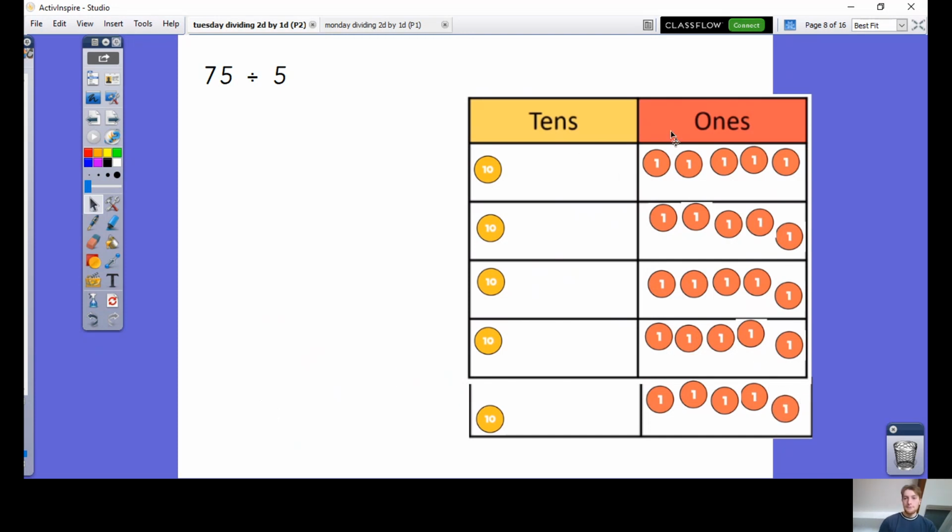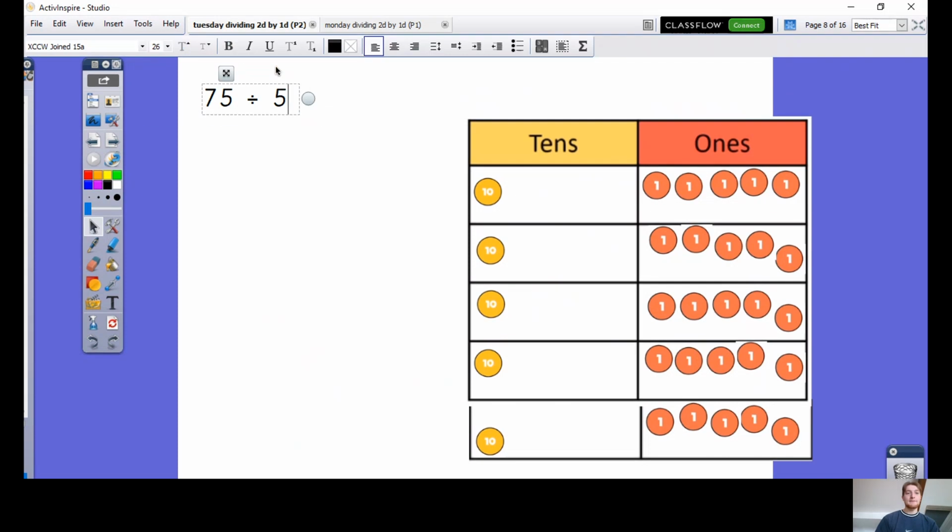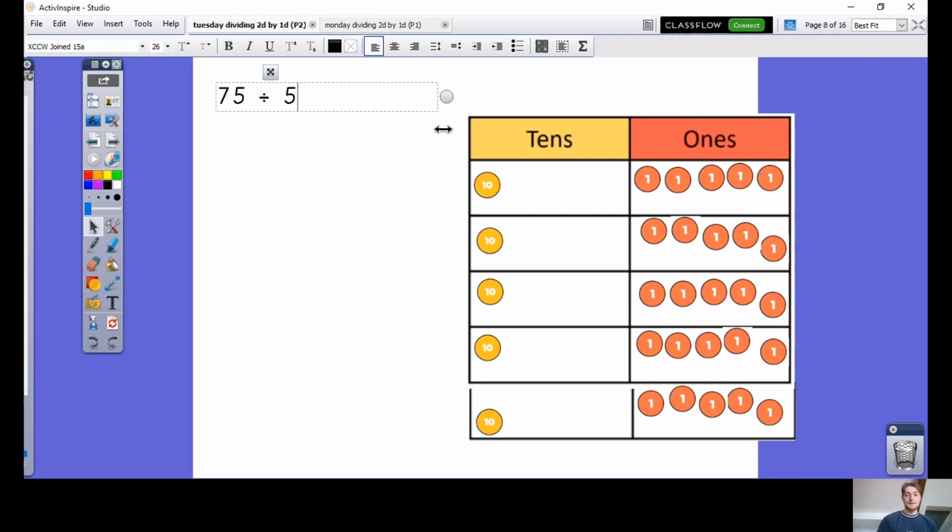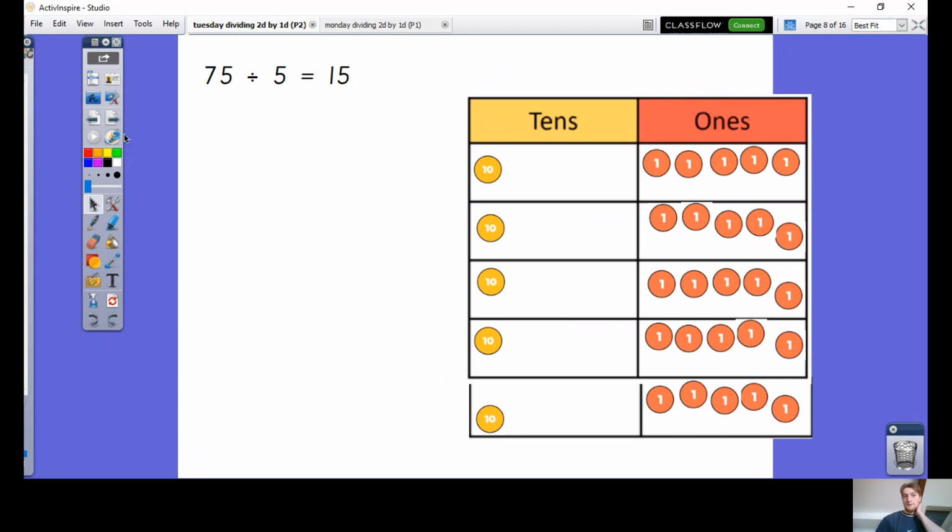Okay, there we go. So I can see here now that in each group there's 1 10 and then 5 ones, and that gives me 15 altogether. Okay, brilliant. Well done if you got that correct. That's a slightly trickier one.